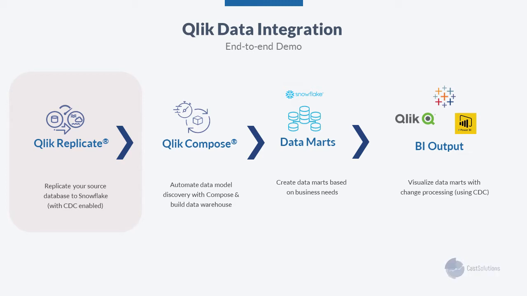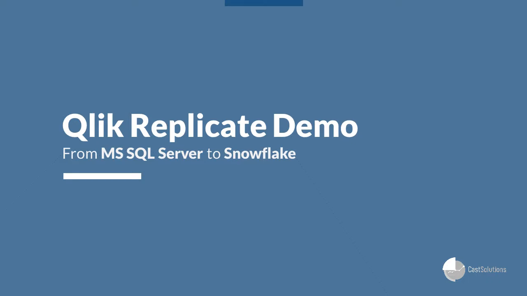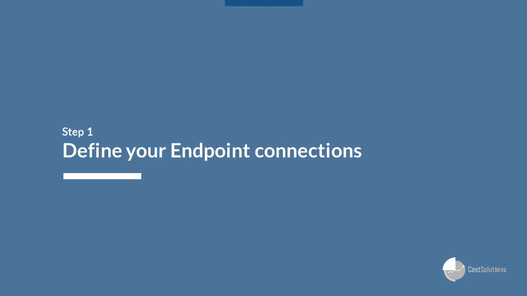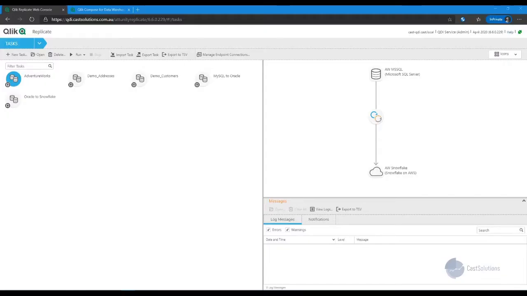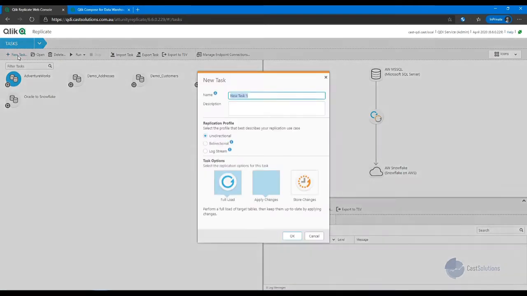In this video, we'll demonstrate Qlik Replicate using SQL Server and Snowflake. The first step is to define your endpoint connections. Create a new task and choose your replication settings. In this case, we'll be enabling all task options.